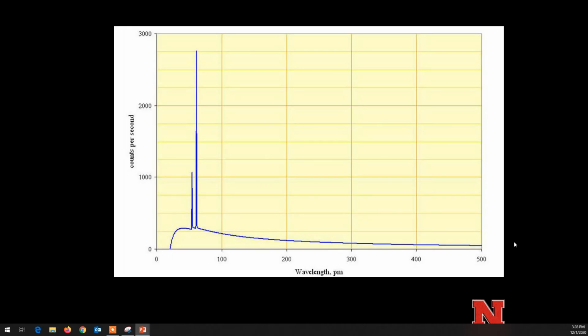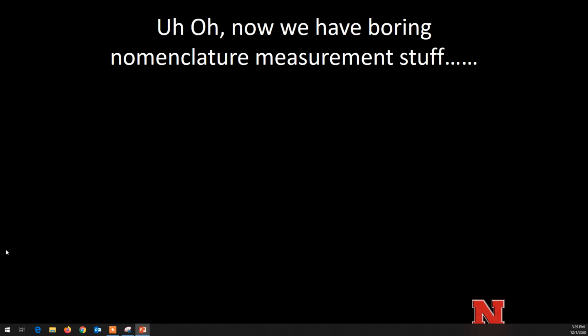Here's the X-ray spectra. So you can see there's a lot more in terms of characteristic X-ray production and a lot less of the low energy junk created through Bremsstrahlung interactions. Now we have more boring nomenclature and measurement stuff.